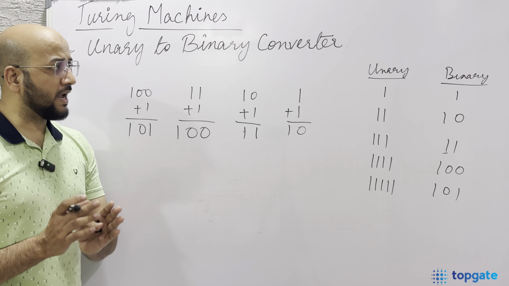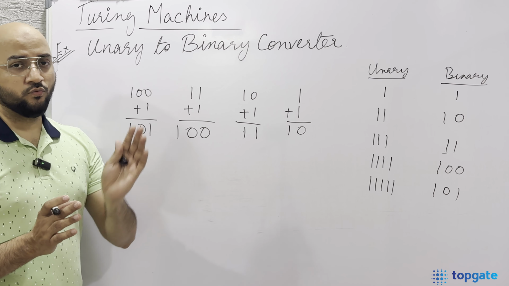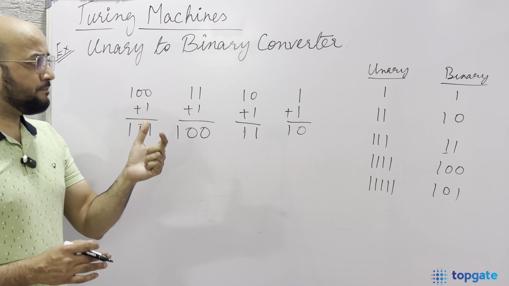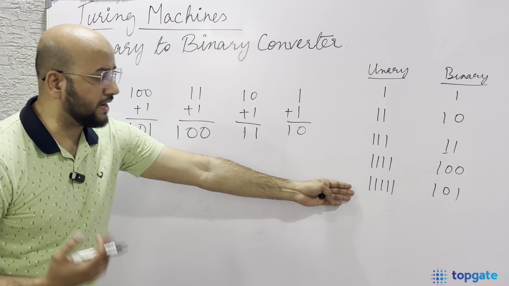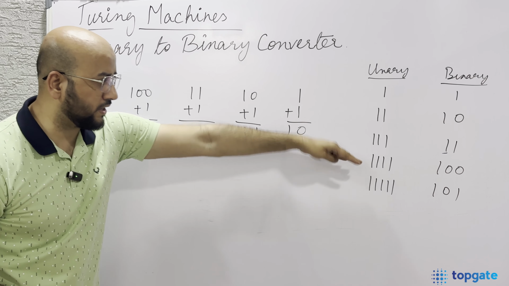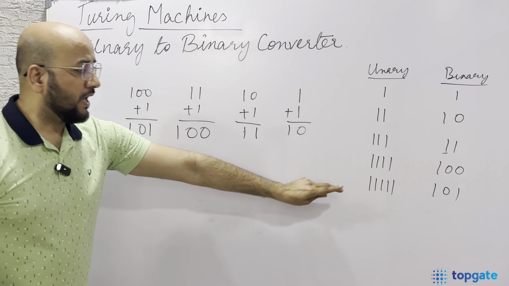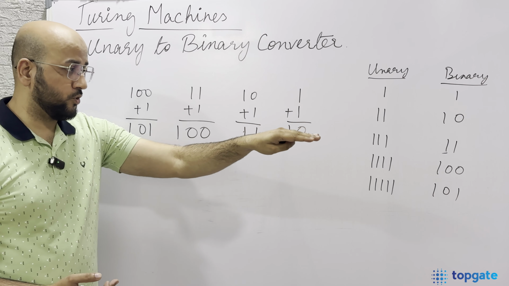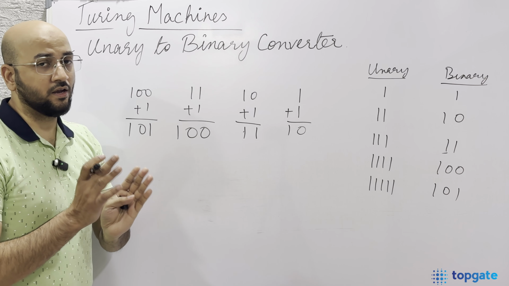In the input tape, I'll just divide it into two halves. The first half will be used for the input, and the second half will be used for the output. In the input, I'll just write a number, any number, I can take 5 or 4 or 3, anything. Then I'll read one of the unary, and then I'll go on to the output side. There I will write 1.